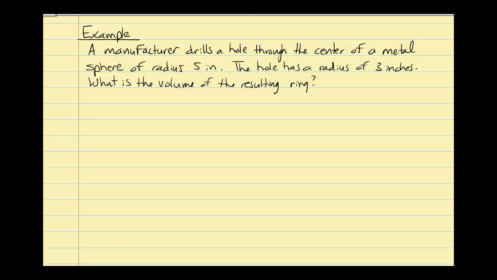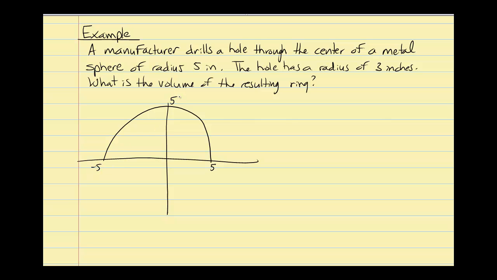Okay, for this example we have a perfect sphere and it has a radius of 5 inches. And so if we think about this in terms of 2 dimensions, we could do a quick curve sketch of this. I'm going to make this look as spherical as I can. It's a sphere with radius 5 inches, so this goes 5 to -5, positive 5 up in this direction.